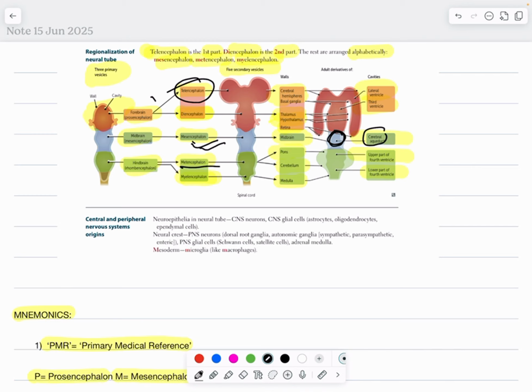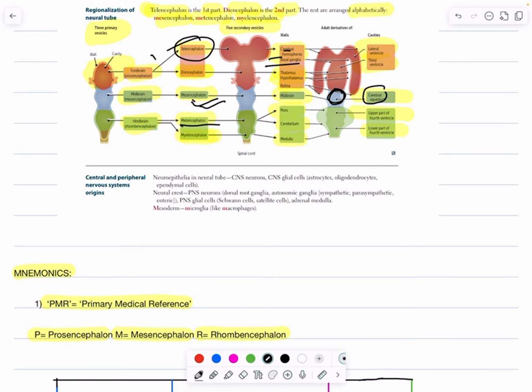So let's break down what parts of the nervous system come from which embryologic origin. Neuroepithelial cells of the neural tube form the structures of the CNS, including CNS neurons and CNS glial cells like astrocytes, oligodendrocytes and ependymal cells. And from the neural crest cells, neural crest cells form the PNS and other tissues.